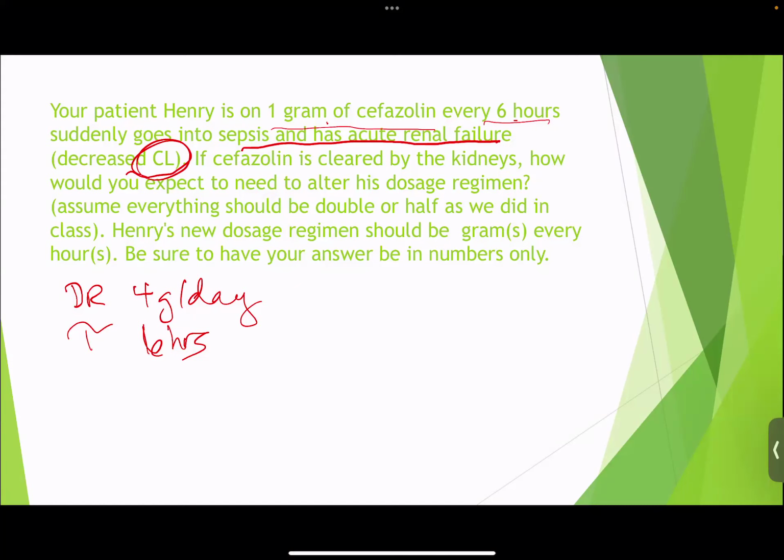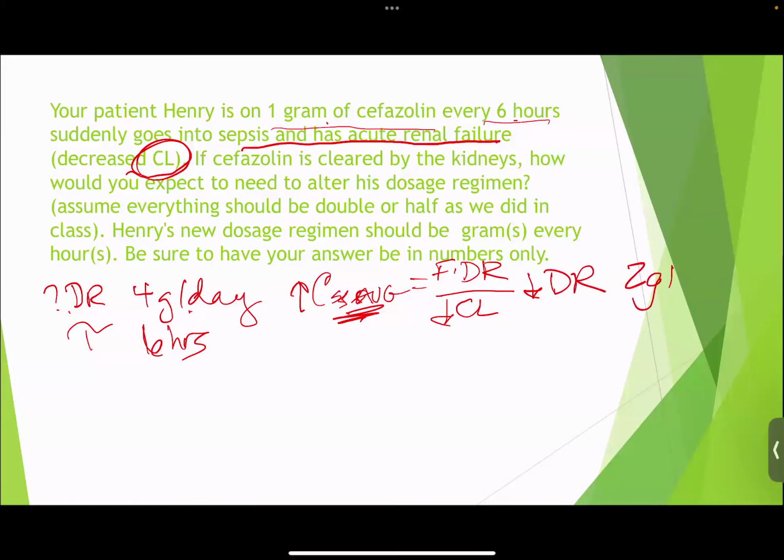Assume everything should be double or half. Okay, so how are we going to decide if we want to make a change in dose rate? What do we look at? CSS average, right? CSS average is bioavailable dose rate over clearance. What's happened? There's a decrease in clearance. Our CSS average is increased. So what do we want to do? We want to decrease the dose rate. If we want it to be half, our new dose rate is going to be 2 grams per day.